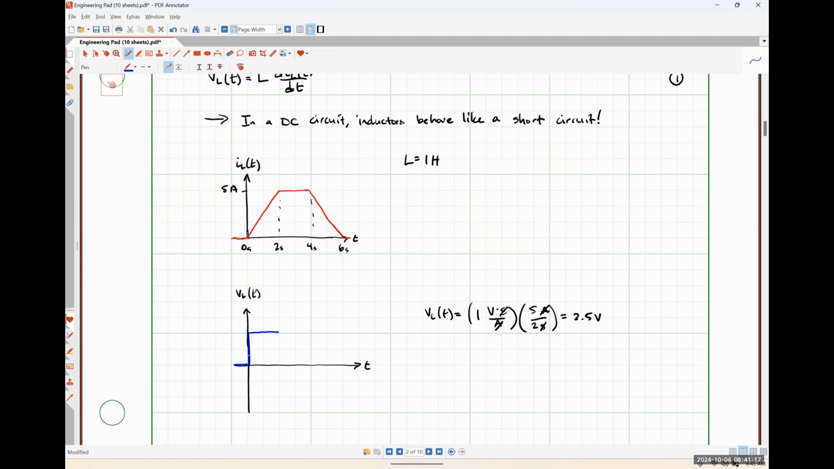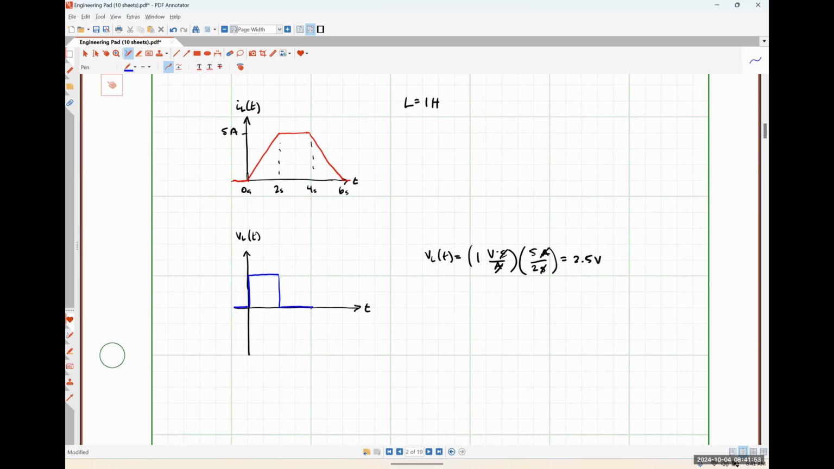At t equal to 2 seconds, or on the right-hand side of t equal to 2 seconds, our current is now constant. So we should see that our voltage falls abruptly back down to 0. And it's going to stay 0 until we hit t equal to 4 seconds. And then what's going to happen over the interval from 4 seconds to 6 seconds? It'll be negative 2.5 volts because our current is decreasing, and so the derivative gives us a negative value. So let me just put some things on here. This represents 2.5 volts. This is negative 2.5 volts. Once again, we have 0 seconds, 2 seconds, 4 seconds, and 6 seconds, like so.